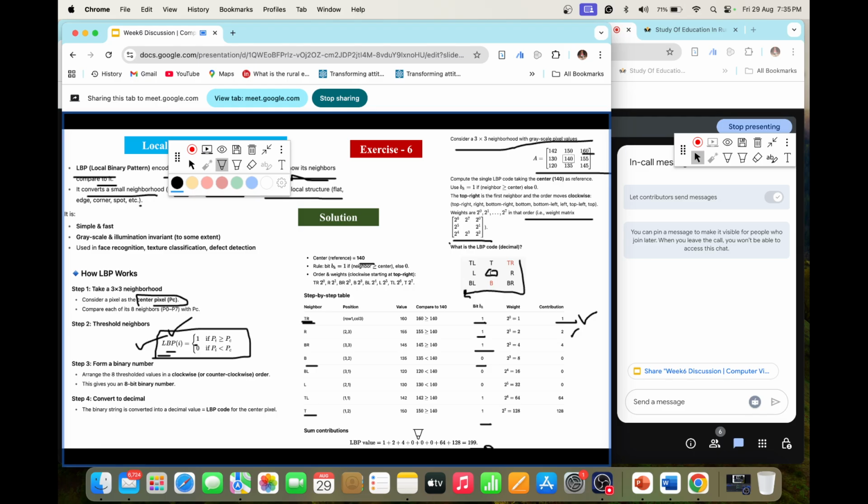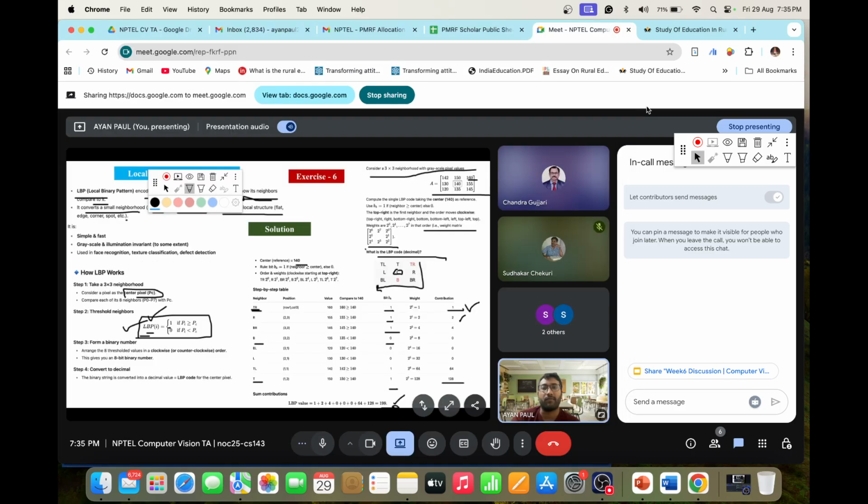1 plus 2 plus 4 plus 0 plus 0 plus 0, then 64 plus 128. So your answer is coming 199. So your LBP code is 199. Okay, so that is how we find out the LBP code decimal value.